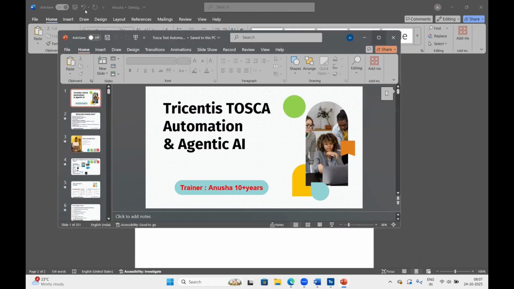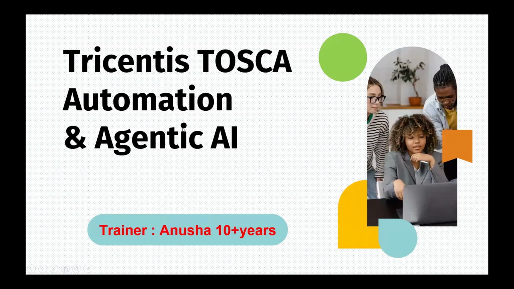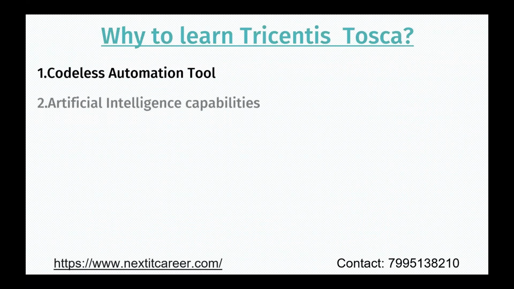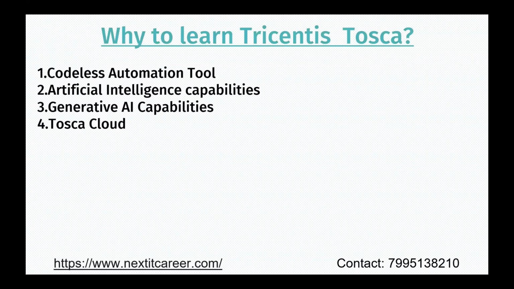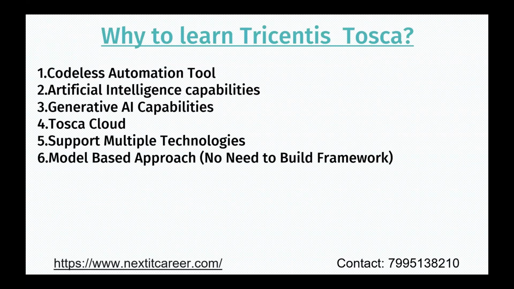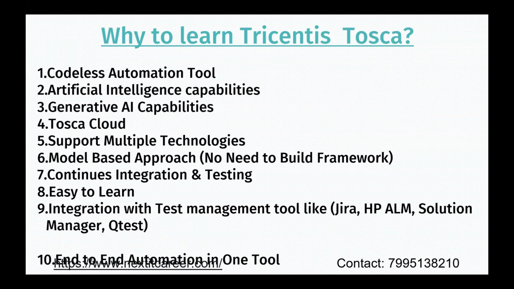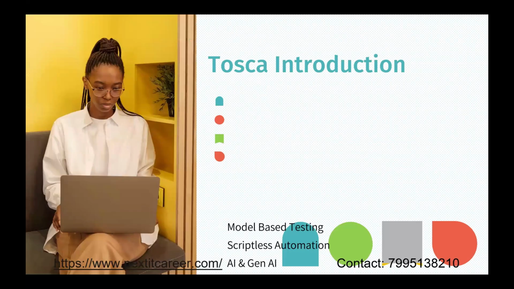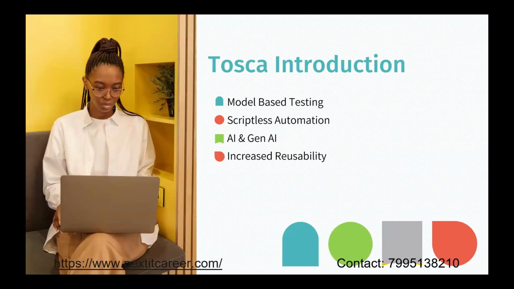So see here, team. This is the demo session. To learn Tricentis Tosca, we don't require any programming language. It's very easy to go with a testing tool, Tricentis Tosca, to automate different kinds of application categories. The advantages here are a codeless automation tool and generative AI capabilities, Tosca Cloud and integrations, everything is included here. This is a model-based testing tool and there's no need to develop any separate framework for this. We have an inbuilt framework that is a modular framework.